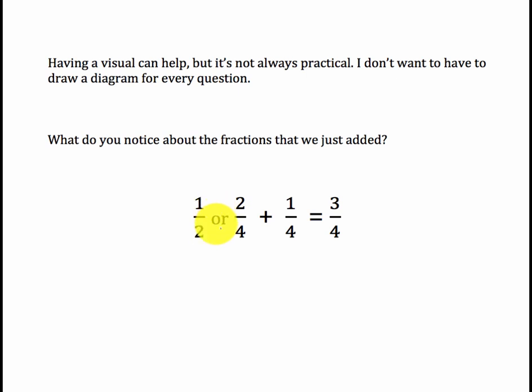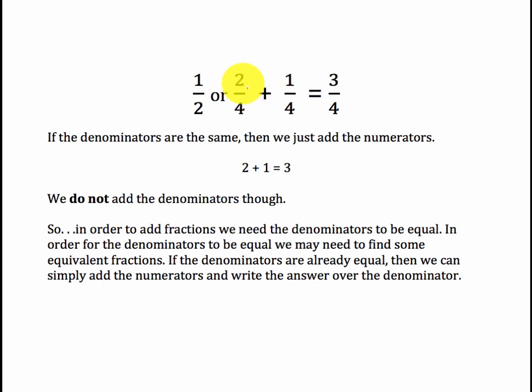Now, I also wrote 1/2 as 2/4 here, which is a bit of a hint as to how we're going to add fractions. So if you just look at this question, 1/2, also known as 2/4, plus 1/4 equals 3/4. So what do you notice about that? Hopefully you noticed that if we look at 2/4 here, we can simply add 2 plus 1 is 3. One other thing you should have noticed is that the denominators here, we didn't add those. I didn't go 4 plus 4 is 8, it just stayed 4.